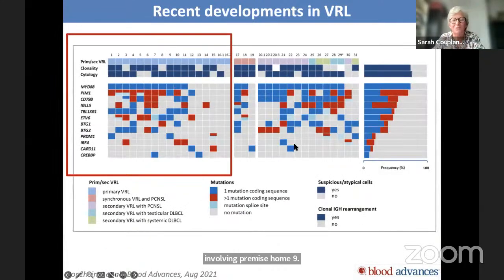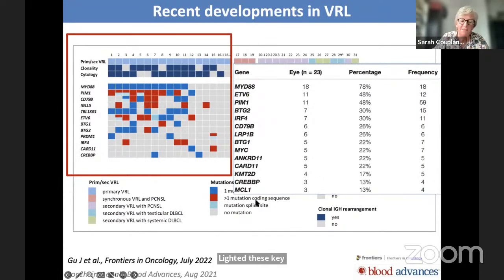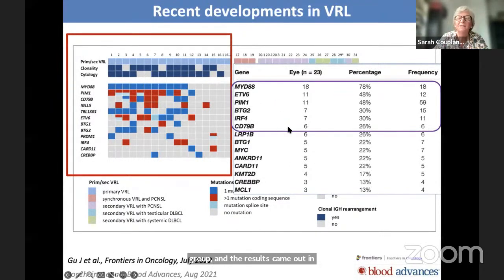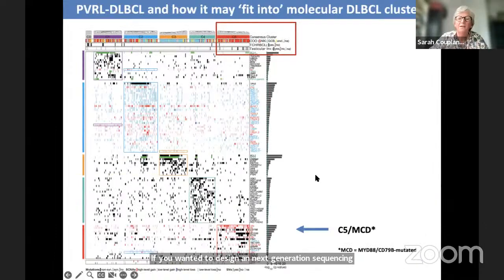So this is sort of like a heat map. I don't unfortunately have time to go into great detail about it, but they highlighted these key top genes which were involved. And this was then validated by a study conducted by this group, and the results came out in July last year. Again, sort of highlighting these top hits if you wanted to design a next generation sequencing panel for vitreoretinal lymphoma.